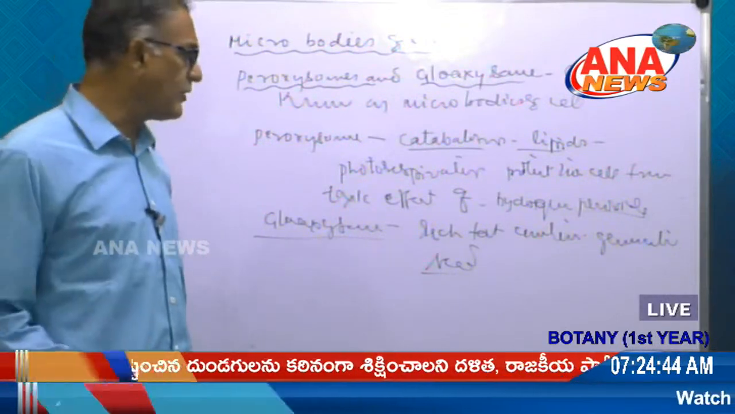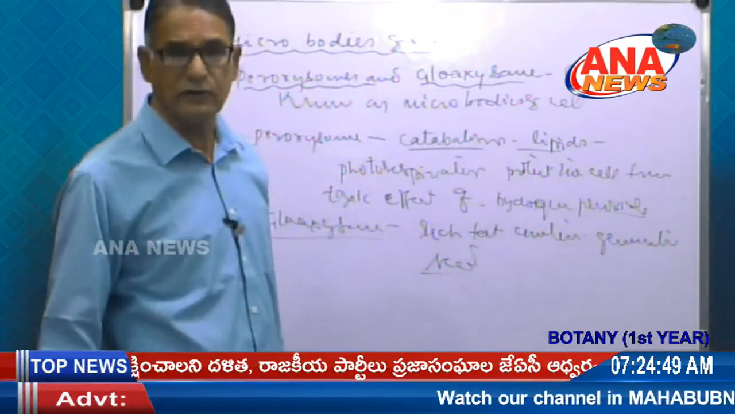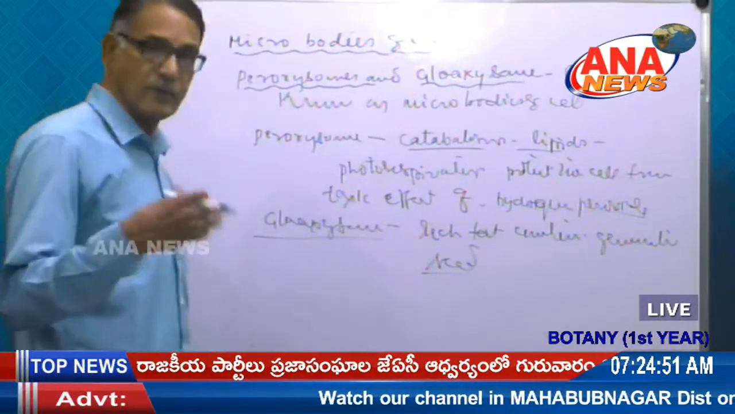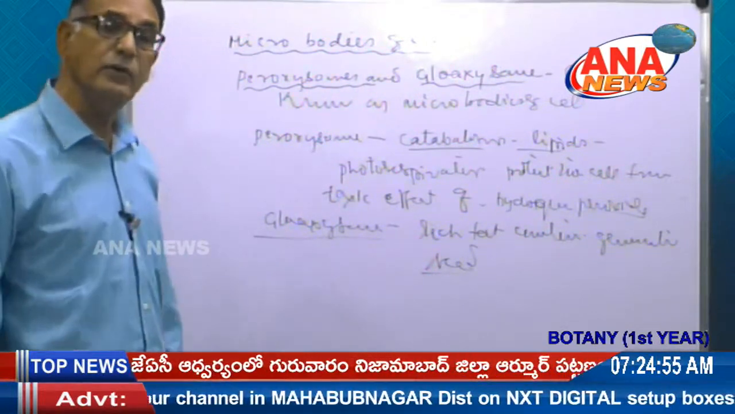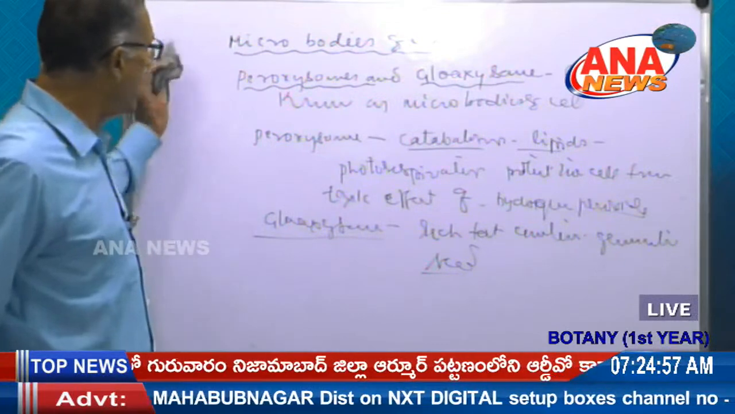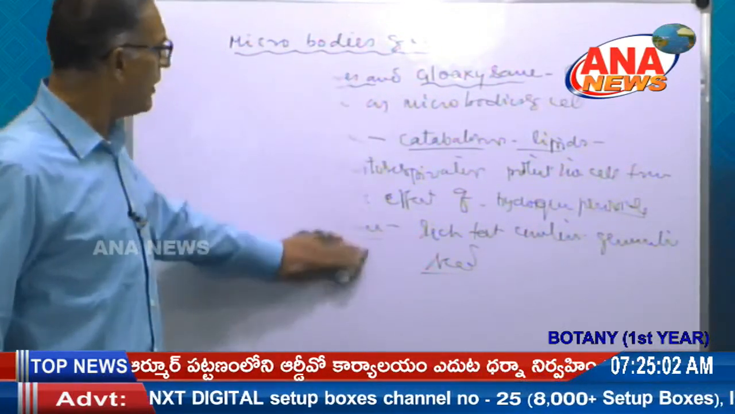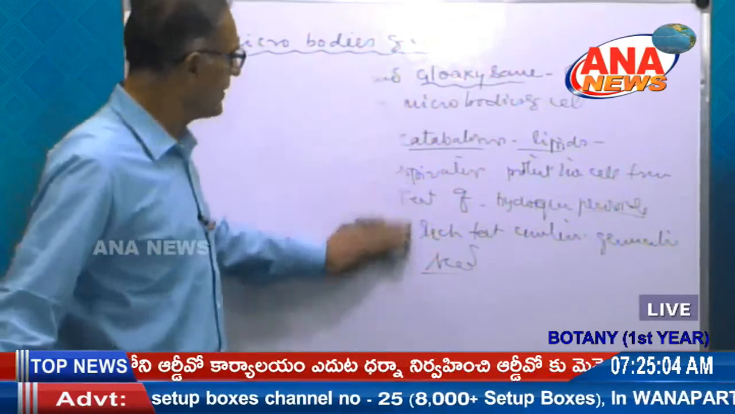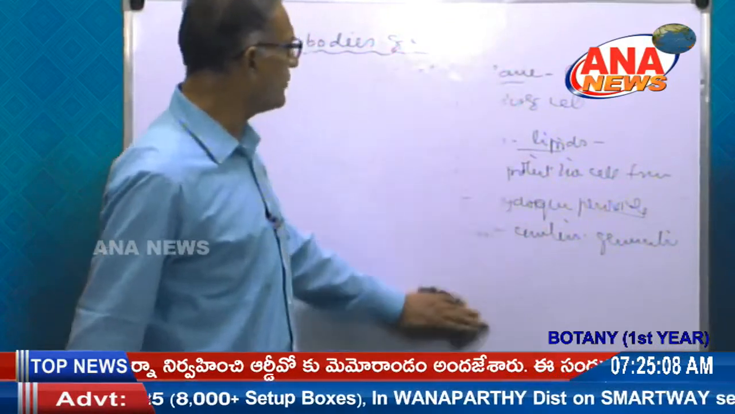Then it converts into fat, but they convert fats into starch. During the glyoxylate cycle, the fats are converted into starch. So these are the peroxisomes. Which are peroxisomes? The small membrane-bound peroxisomes and glycosomes in plant cells.